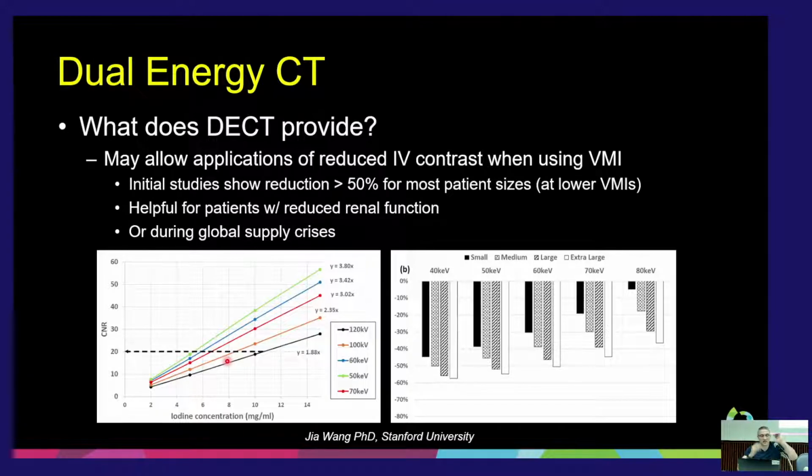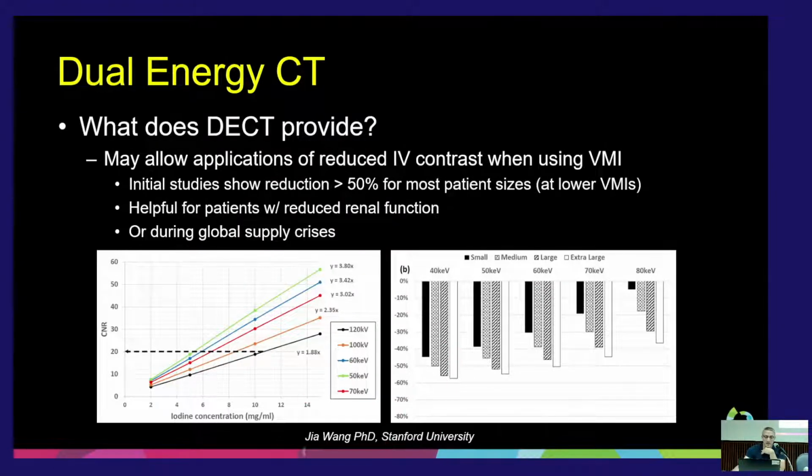I mentioned not dose reduction, but iodine contrast reduction can happen with single energy, but only really for pediatrics. If you look at the adult population, we're limited because the body absorbs too much of the photons. But when you go to dual energy, now you can play with the different virtual monoenergetics. You have all these different images with different contrast levels.